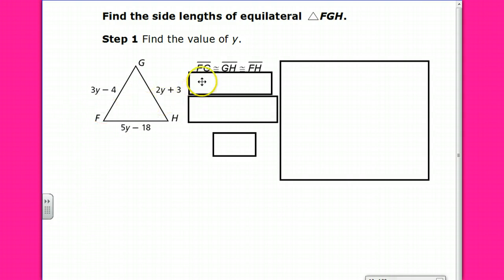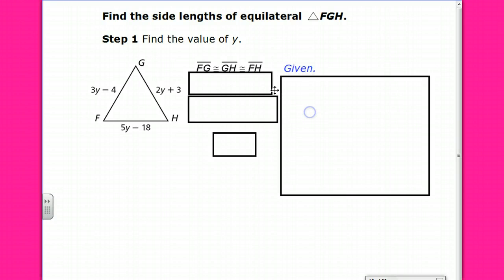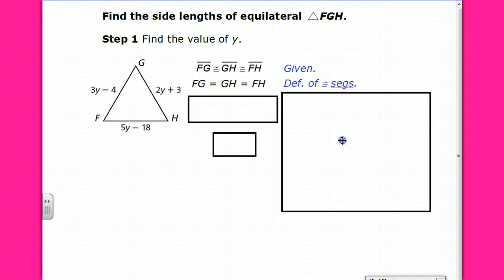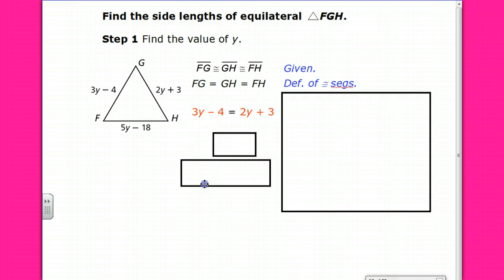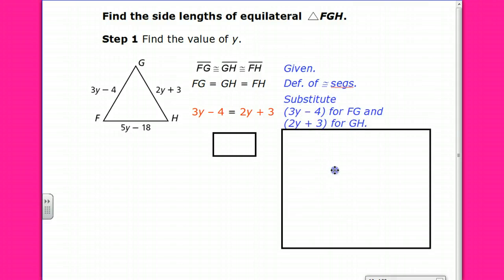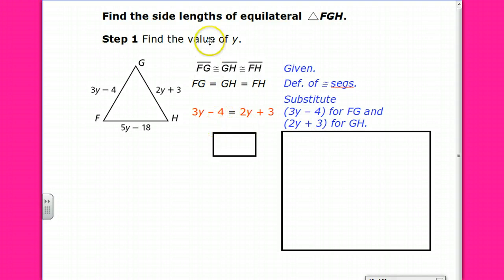In this next sample, we have an equilateral triangle. And so we know that all sides are congruent, right? That's given by the equilateral triangle up here. So we can say that the measure of those sides must be equal. That's the definition of congruent segments. So we're ready now to substitute, right? And so we can choose any two side expressions to substitute and solve for y. And then we'll find the side lengths.